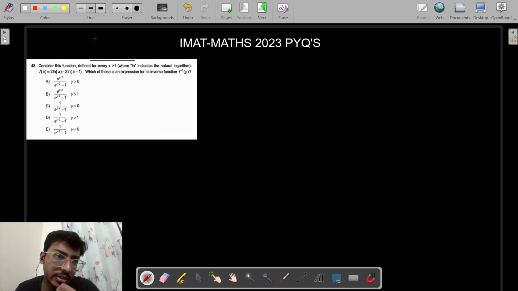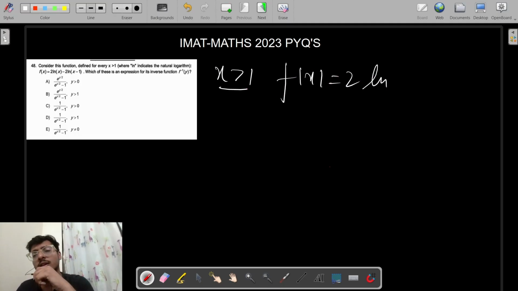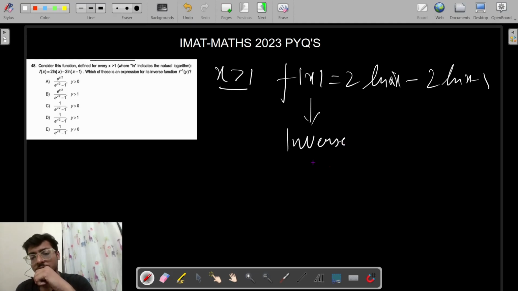So let's jump to the very first problem. The function is defined for x greater than 1, and the function is f(x) = 2 ln x minus 2 ln(x minus 1). You need to find the inverse of the function, the inverse of f(x).